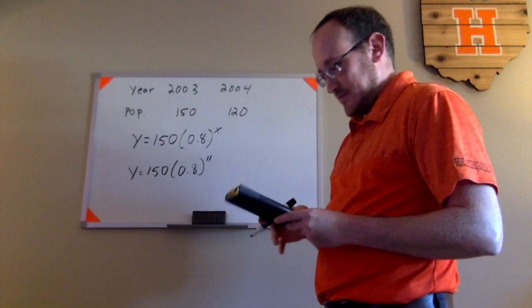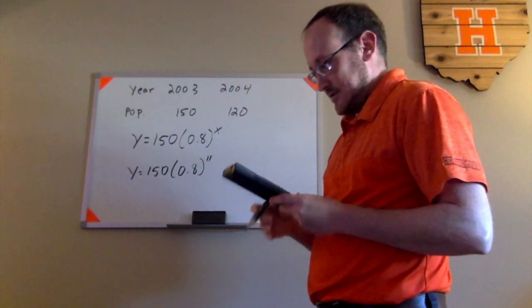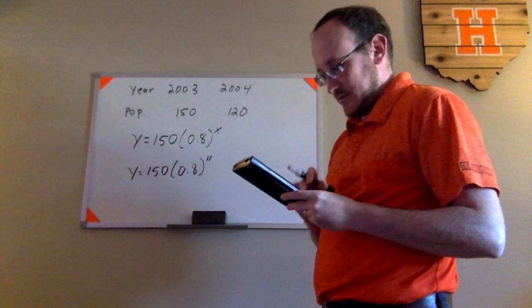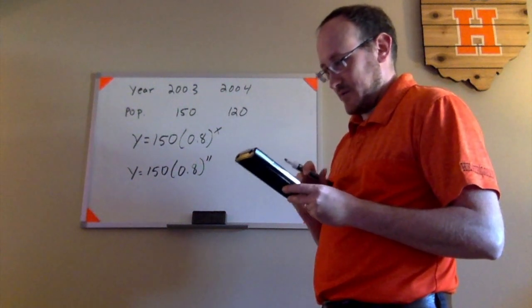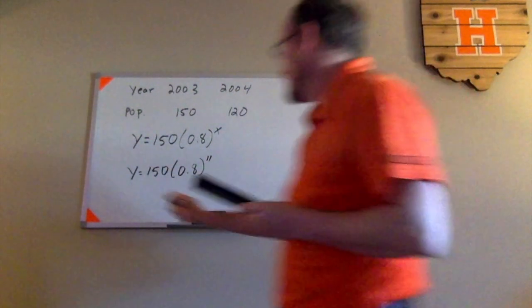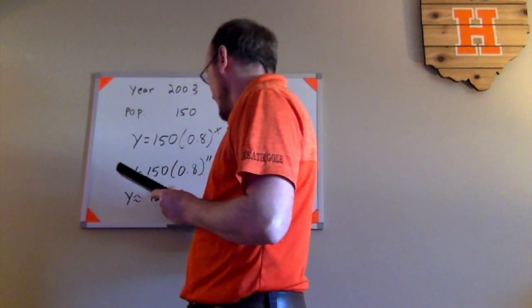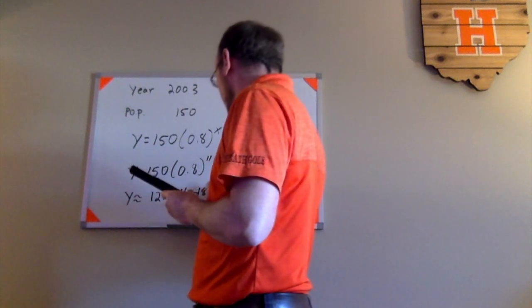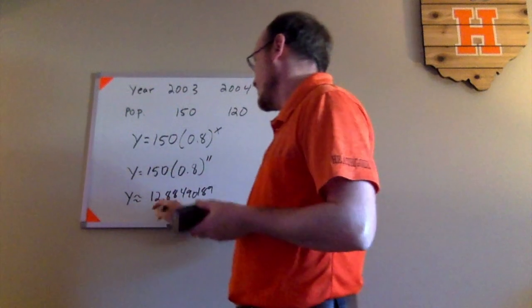150 times 0.8 to the 11th power. That's better. That is giving me y is approximately 12.88490189, like that. So we'll just go ahead and round that off and say approximately 13.